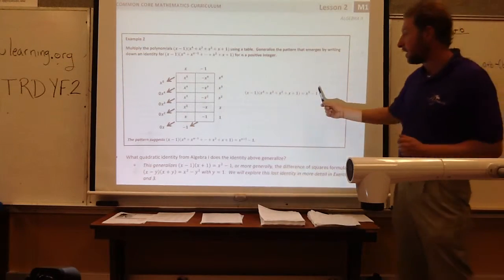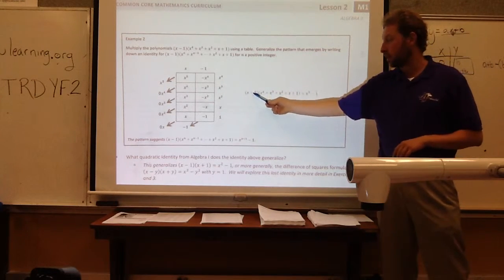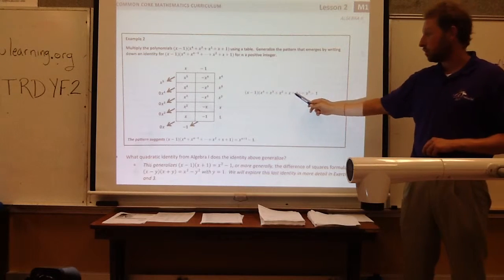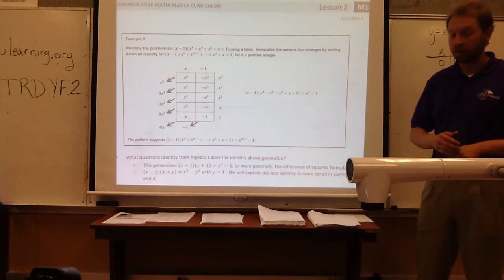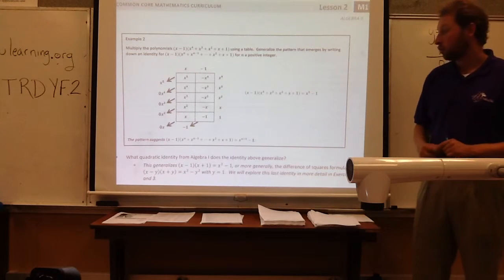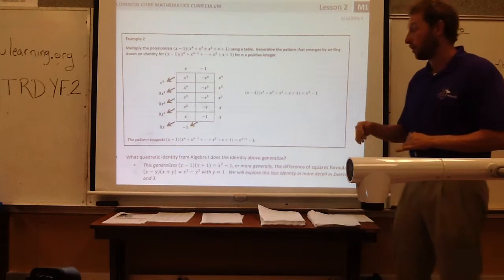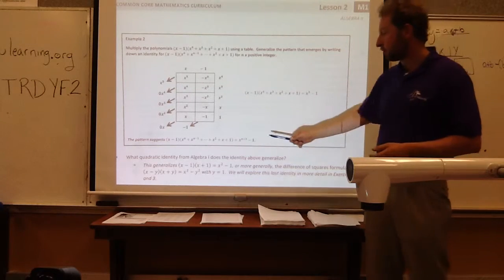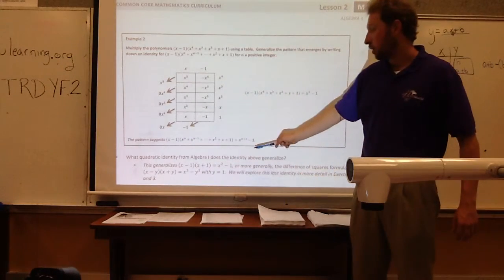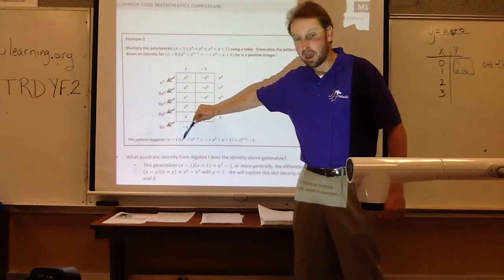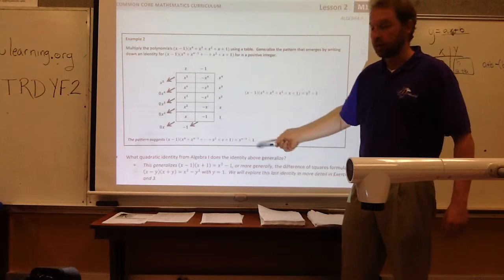And so the identity comes here. When we multiplied this x minus 1 times this quartic function, we got x to the fifth minus 1. So here's what the pattern suggests. And here's the identity that I want you to use in the coming examples. The pattern suggests that if you multiply x minus 1 times a polynomial, no matter how big of a degree, that this will be the result.